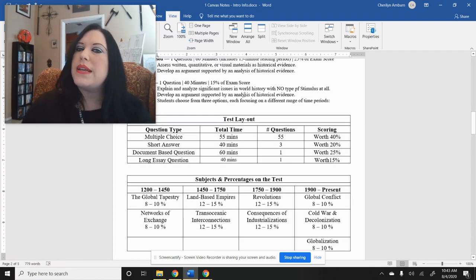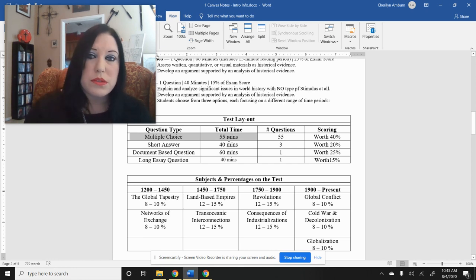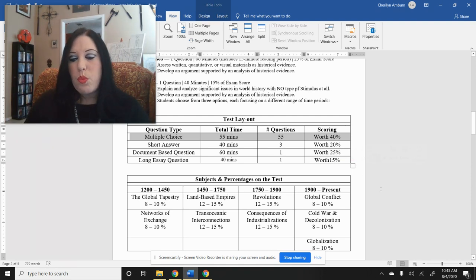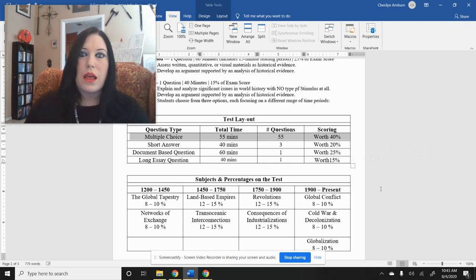The way the AP test is actually laid out, it's right here. You will have 55 multiple choice questions. Okay? And you have 55 minutes to do it, and it's worth 40%. That means one question a minute. You're like, I got this. Who was Abraham Lincoln? A, B, C, D. Boom. That's not what the questions are going to look like.